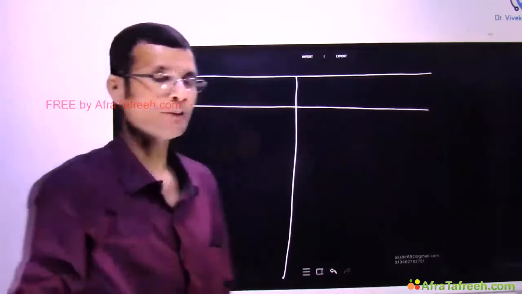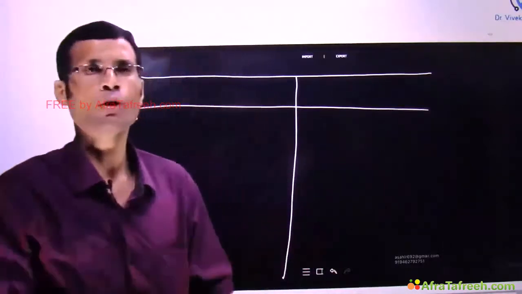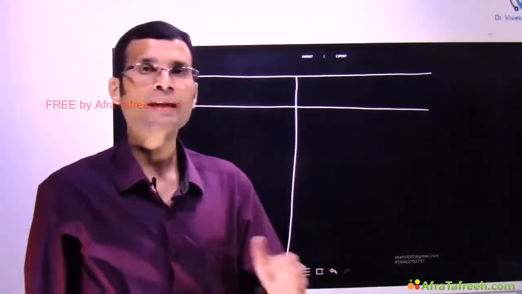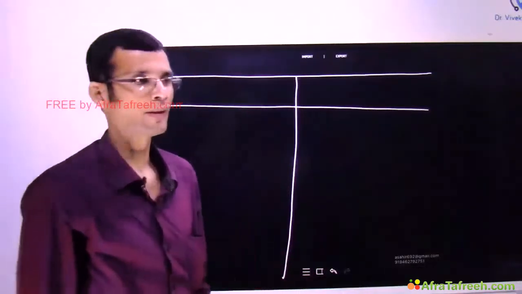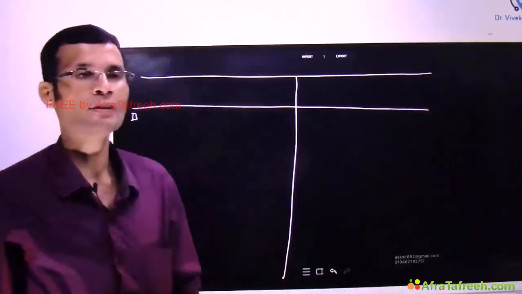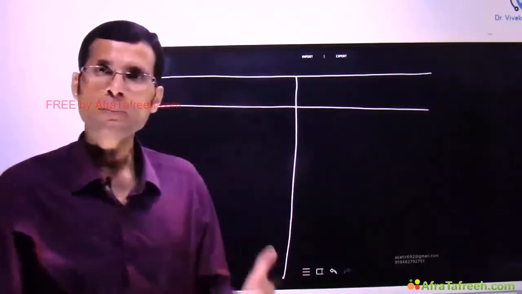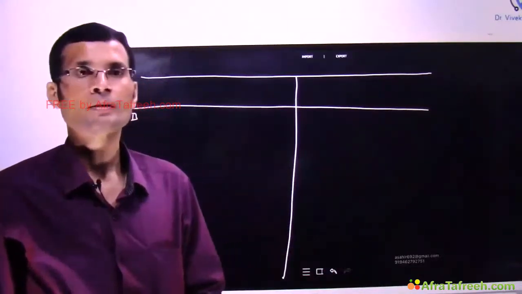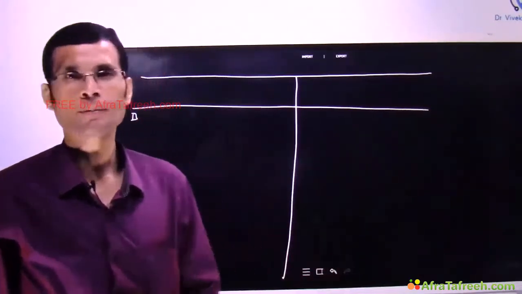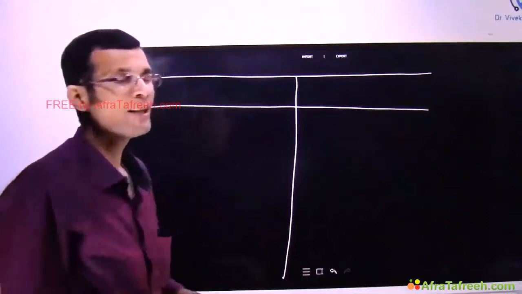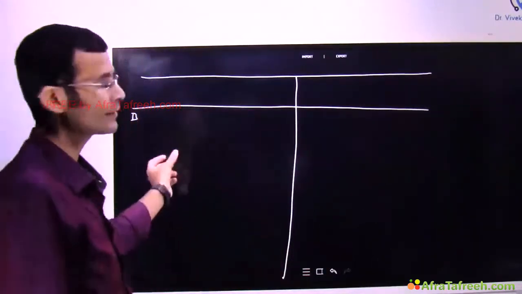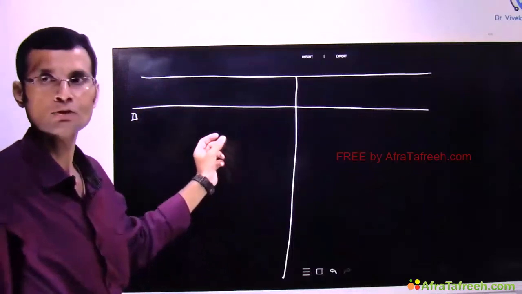There was a question: which of the following is a pro-insulin as well as anti-insulin? And the options given are somatomedin, somatostatin, glucagon, and pancreatic polypeptide. Now, the answer was somatostatin. So let's discuss some aspects of somatostatin.